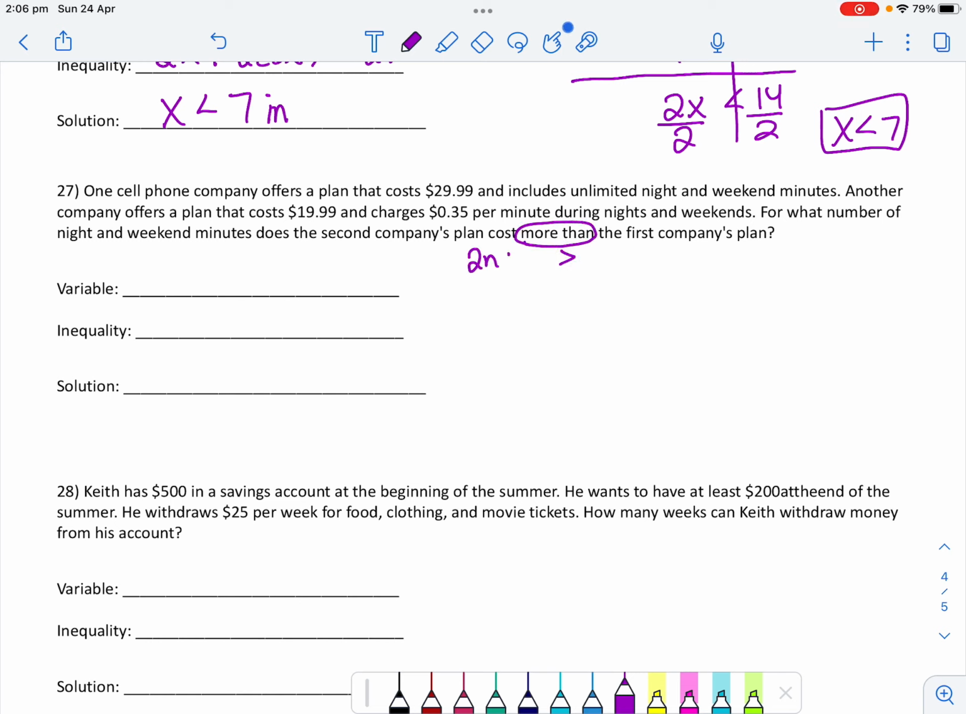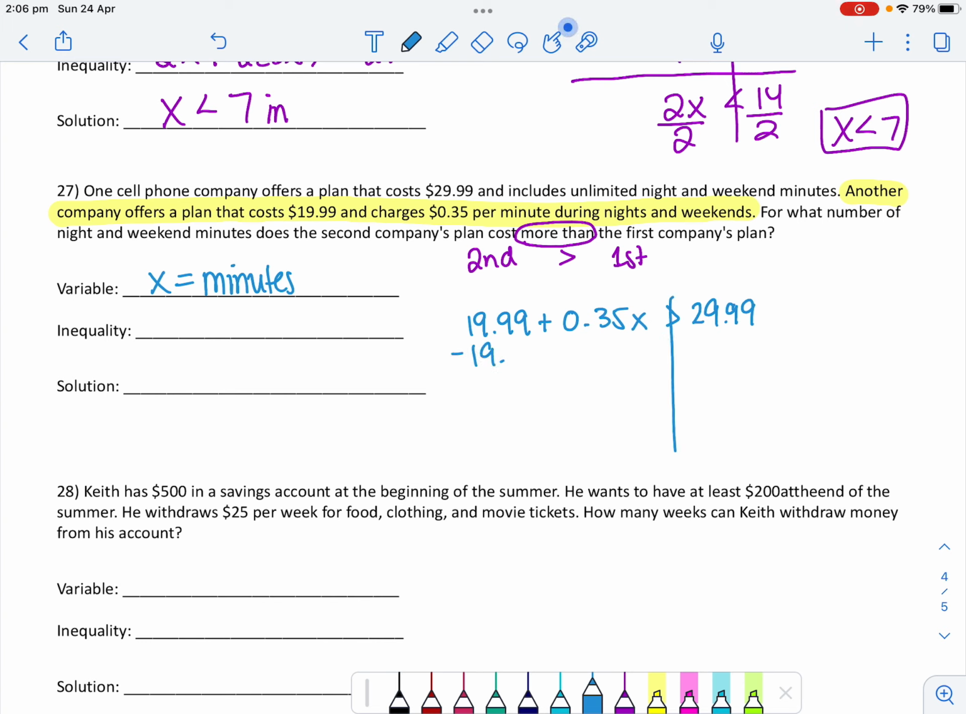So second on this side, and we want the first on this side. So the second company is going to be this one. So I'm going to do that one first. And that's going to be $19.99 plus 0.35x, because x is going to be minutes. Is greater than the other plan of $29.99.